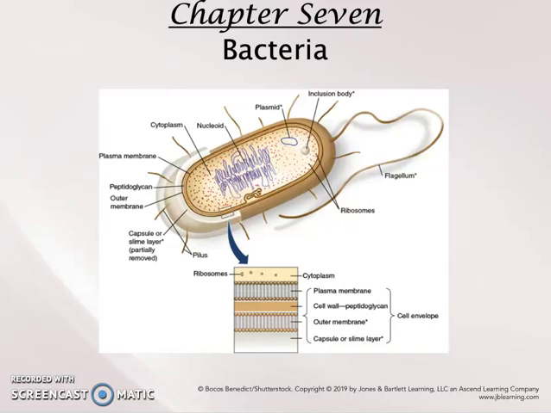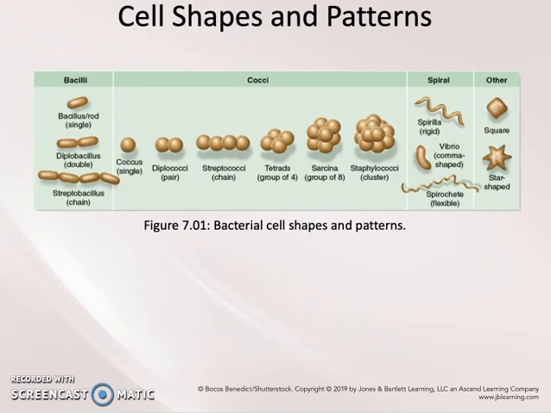Hello, welcome to Infectious Disease, Chapter 7. In this chapter, we're going to talk about bacteria in general. One of the first things that you'll notice when you look at bacteria under a microscope is that they come in many different shapes and arrangements. This is what's referred to as bacterial morphology.